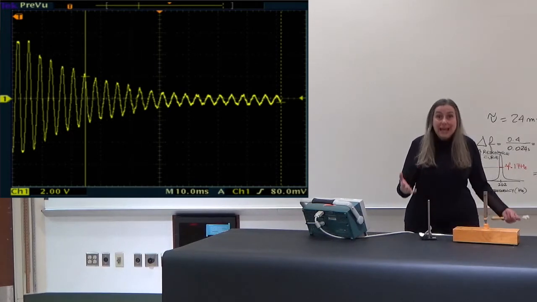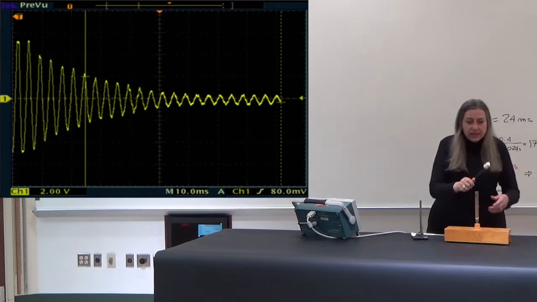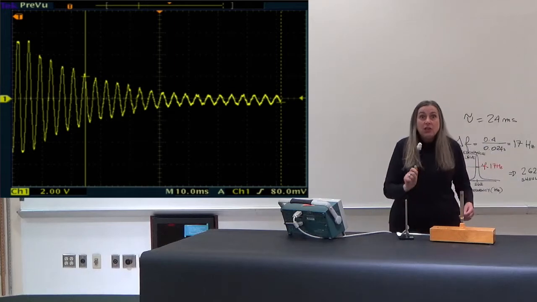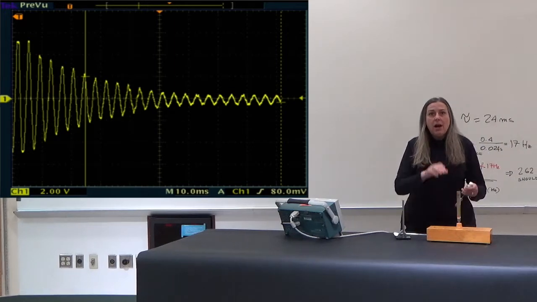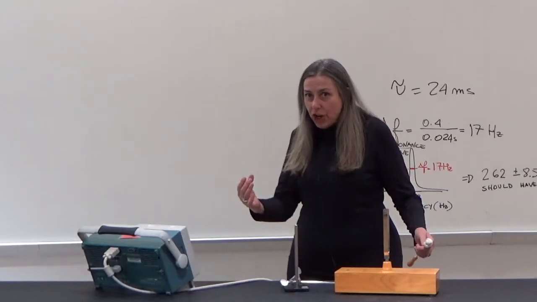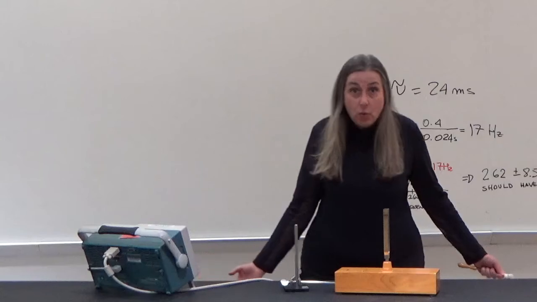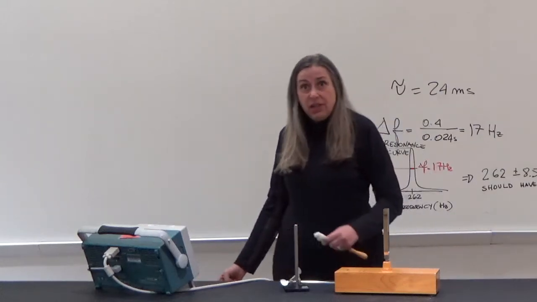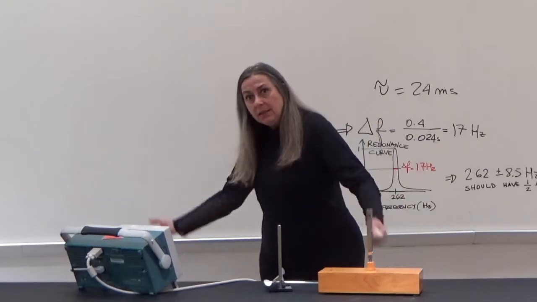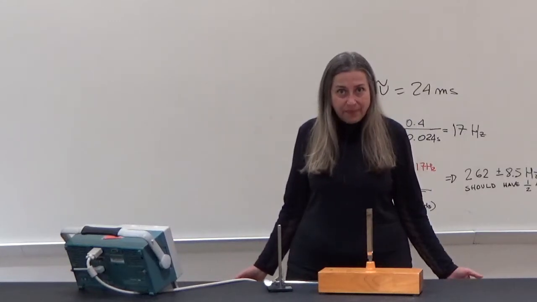Decay time or damping time. So after 24 milliseconds, this sound decays to 1/2 of its amplitude. After another 24 milliseconds, it decays to 1/4. After another 24 milliseconds, it will have decayed to 1/8 of the original intensity, and then 1/16 and 1/32, and so on and so forth, until it gets to 0.